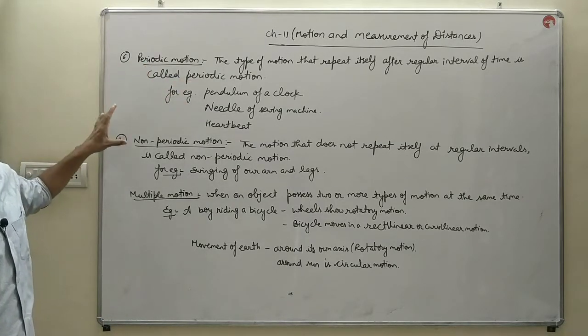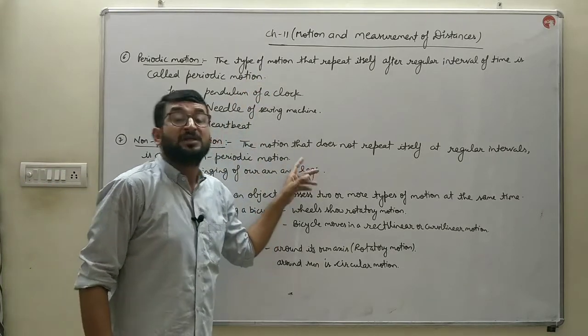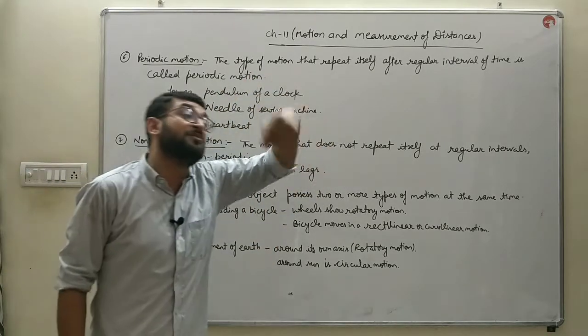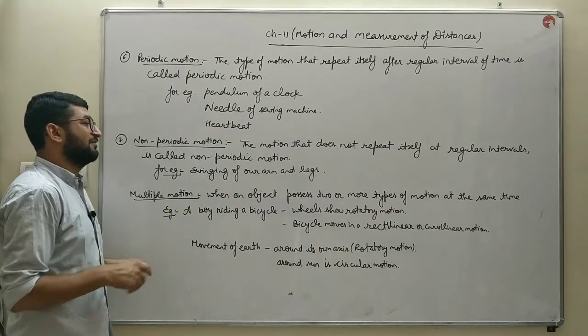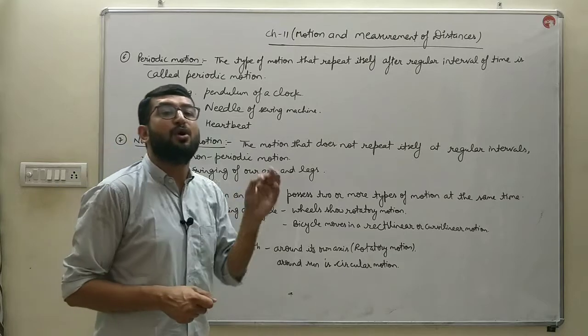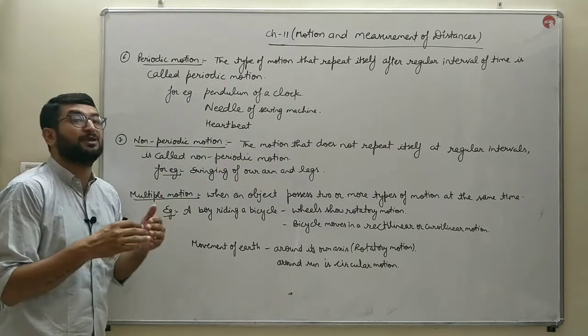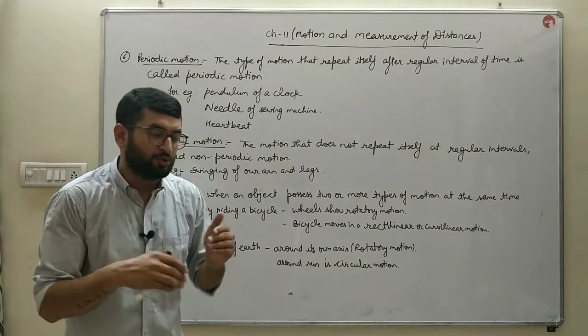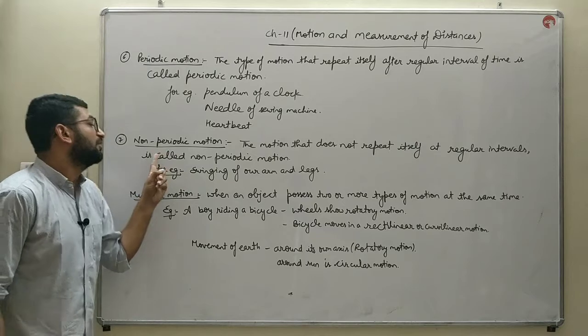Whereas the last type of motion is non-periodic, exactly opposite to it. The motion which does not repeat itself after a regular interval of time is known as non-periodic motion. When a motion does not happen again after a fixed interval of time, there is a gap in its interval, sometimes it happens quickly, sometimes slowly, that is known as non-periodic motion.